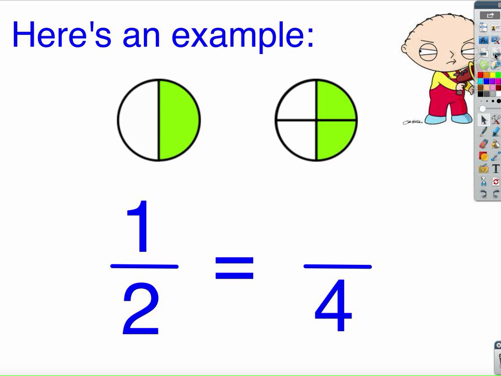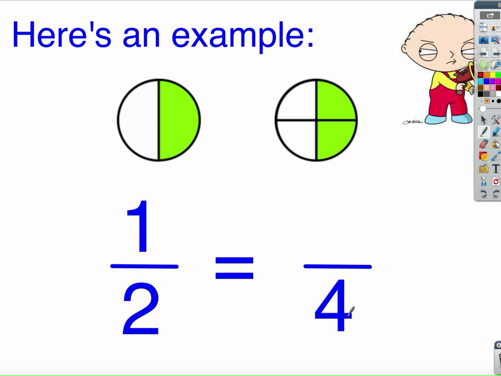Alright, so if I take a look at a basic one here, 1/2, I'm wanting to find an equivalent fraction, or another way to say 1/2, using the denominator of 4. Now that's another vocab word that we have to work on. The bottom numbers are called denominators. The top numbers are called numerators.